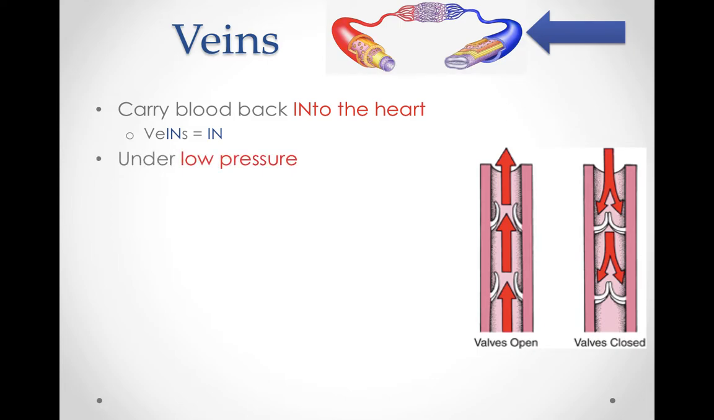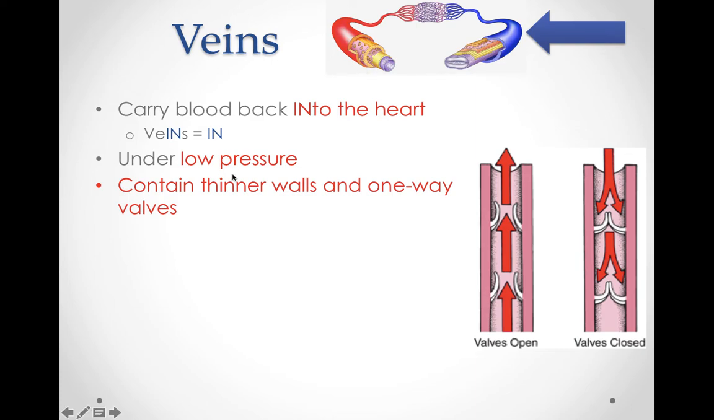So the blood has circulated around our body now. It's not being forced out of the heart. So the blood is under low pressure in the veins. Because of that, the walls are a lot thinner. They don't need to be thick, elastic, muscular walls. They can be a lot thinner.